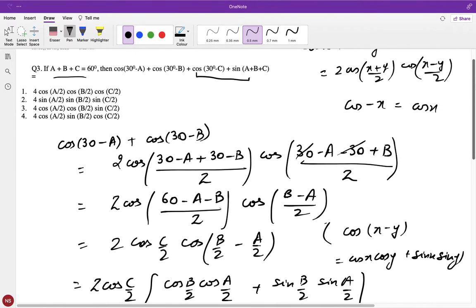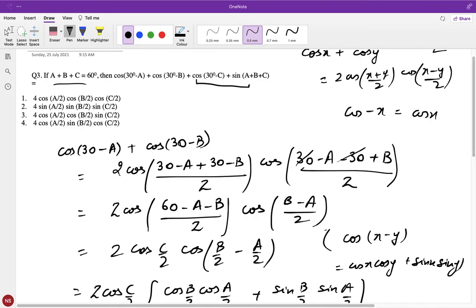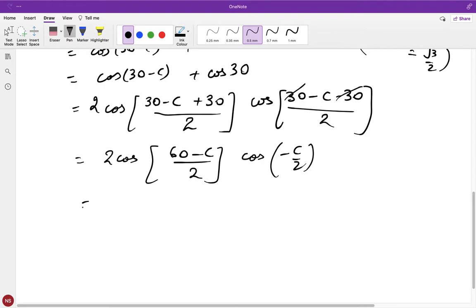Now a plus b plus c again is equals to 60. So 60 minus c is what? a plus b. This is a plus b. 2 cos ((a plus b) by 2). And cos of minus x equals to cos x. So this is cos c by 2.